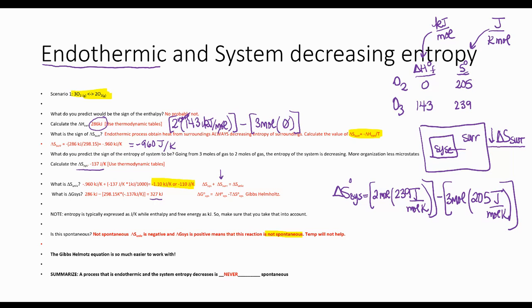Okay, now the overall picture is that if a process is endothermic and the system decreases in entropy, thermodynamically this will never be spontaneous. You will always need to provide a constant outside source of energy for this.